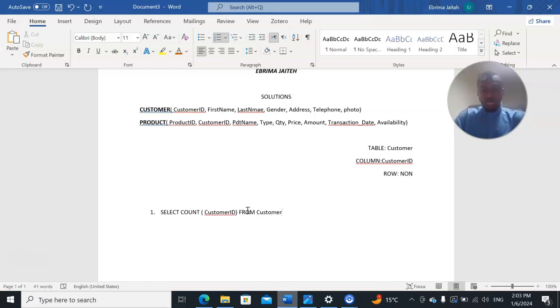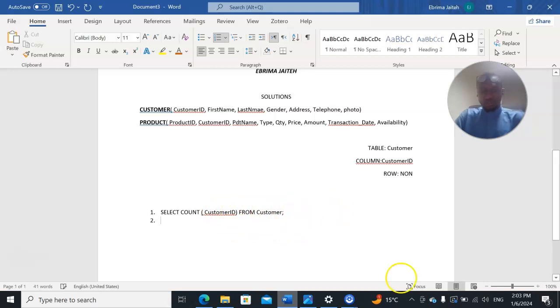FROM customer. Okay, FROM customer, and then what? Semicolon. So this semicolon is a must. You have to indicate this semicolon. Without this semicolon your query cannot run. So SELECT COUNT, what are you counting? Customer ID from customer table. So that's question number one: how many customers are there in the database? If you do this, we'll have the total number of customers in your database.